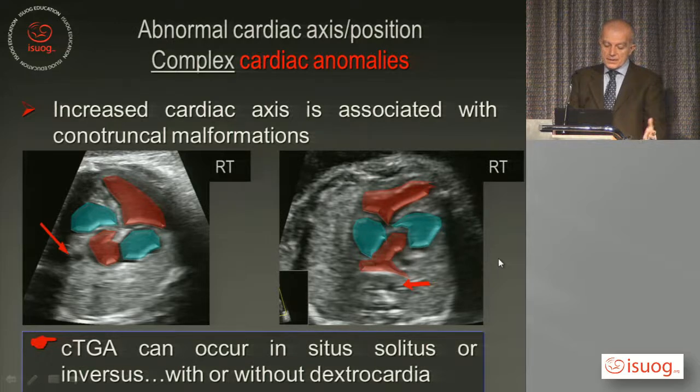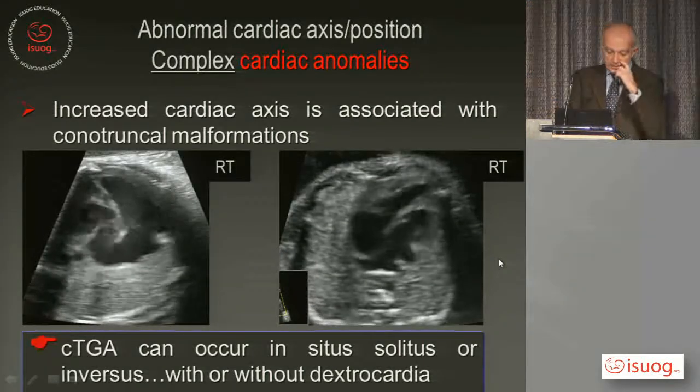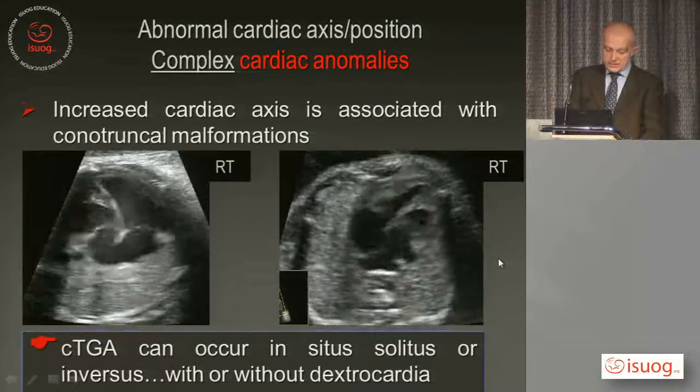So you see that in this type of setting, at the end of the day, if you do not know the position of the baby, you have a lot of difficulties in understanding whether you are confronted with a CTGA in situs solitus or in situs inversus, and with or without dextrocardia. And these are the corresponding images.